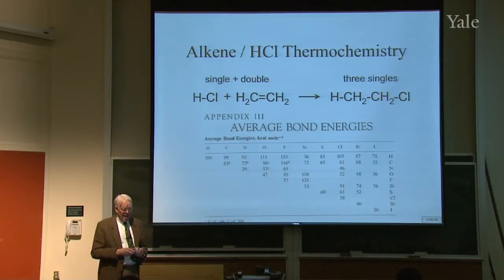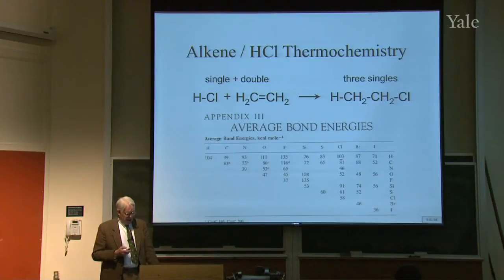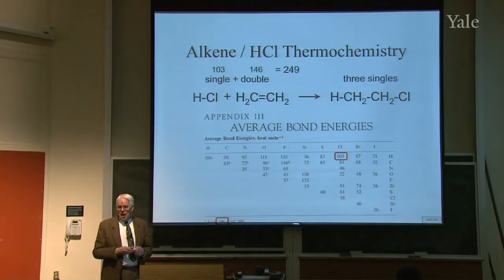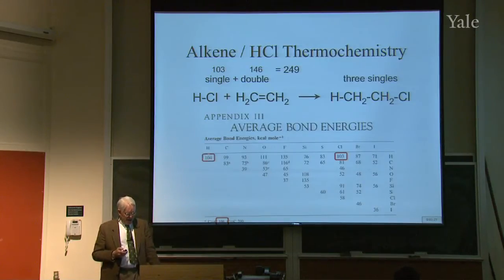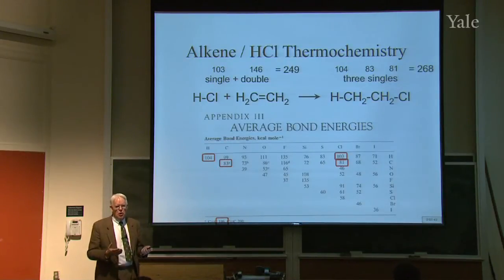So if we look back at that table that we looked at last semester and put actual numbers to these bonds that we've drawn here, we see that the hydrogen chloride bond is worth 103 kilocalories per mole. The carbon-carbon double bond is 146. So there's 249 that we're losing in the starting material. So how much do we gain in the product making the 3 single bonds? So there's 104 and 83 and 81. Okay? So 268. In other words, it's profitable by 19 kilocalories per mole to do this addition.